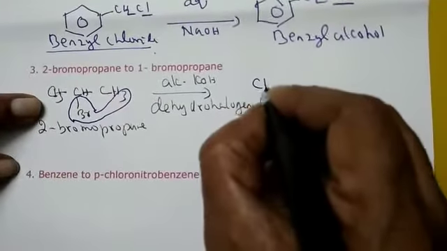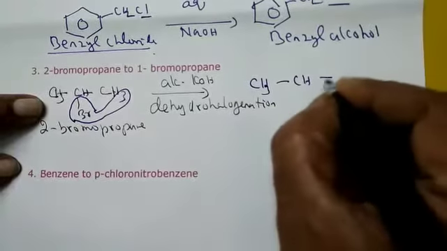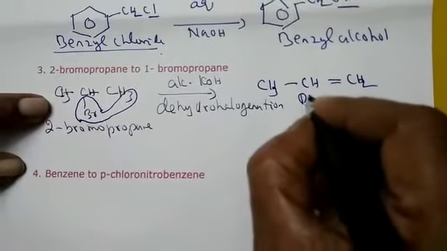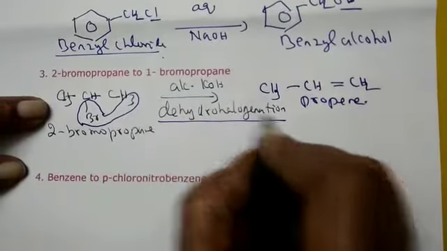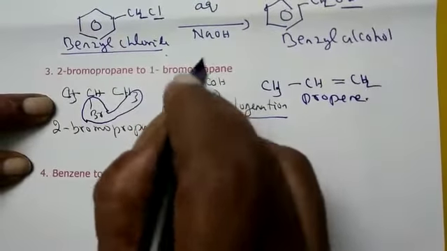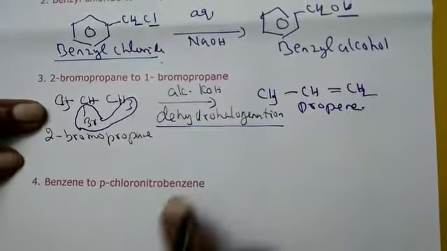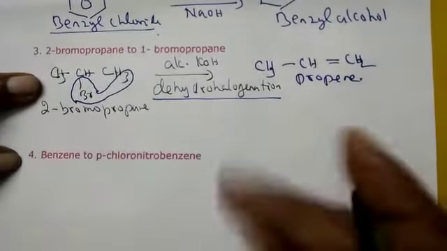Now write what we are getting: CH3, CH, double bond, CH2. The name of the compound is propene. So this is called dehydrohalogenation. The reagent is alcoholic potassium hydroxide. You should be thorough with the reagent and the type of the reaction.